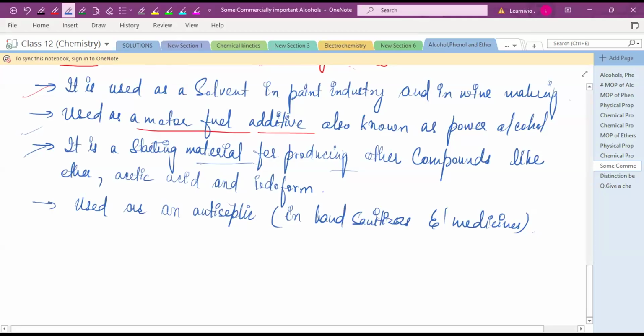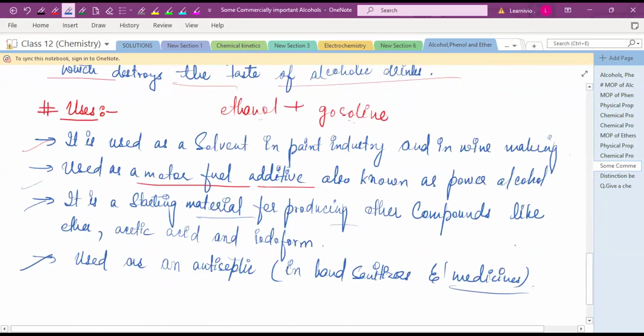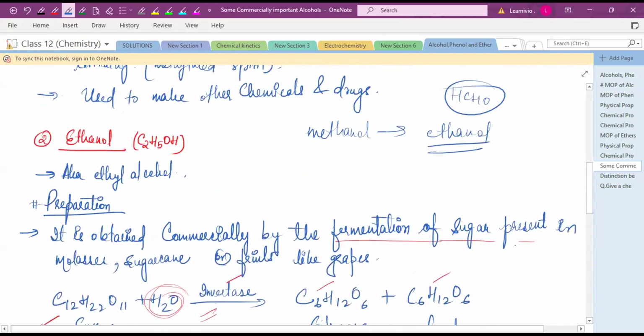Again, you know this very well, as we use it in day-to-day life. It is used as an antiseptic reagent in hand sanitizers, and we use ethanol in medicines, in homeopathic medicine as well, right? So these are some uses of ethanol, and its preparative method.